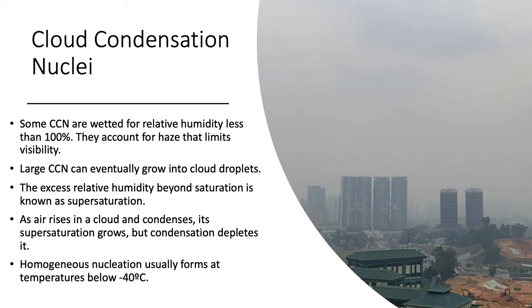These dirt particles, I keep calling them dirt particles, which is not really the right term. These CCNs are usually wetted for relative humidities slightly higher than 100%. And so they can form clouds much, much more easily. Some of these are even wetted for relative humidities lower than 100%, which is why sometimes we have what we call haze. Okay, this is a picture of a haze day somewhere.